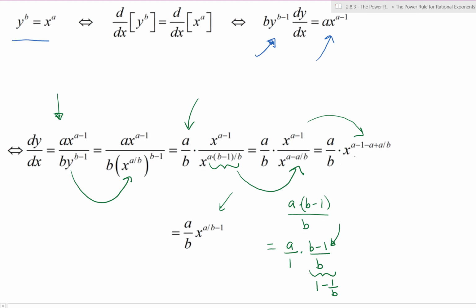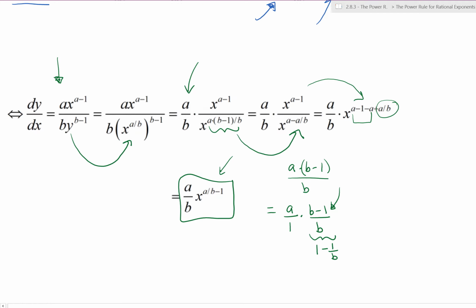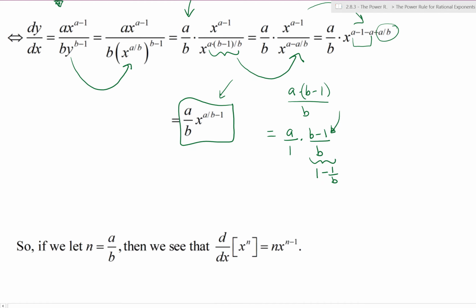Notice in that expression, the a's cancel out. A minus a is 0. And so I can write the positive term a divided by b in front, minus that 1, giving us the result that dy dx for this situation is a divided by b times x to the a divided by b minus 1. And if you just think, okay, well, a divided by b is just a number, right? It is some rational number, a ratio of two integers. Call it n right down here.